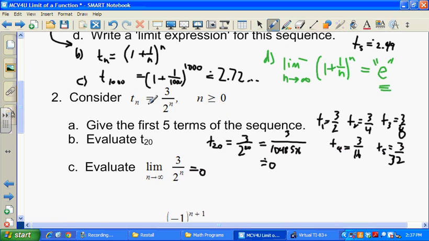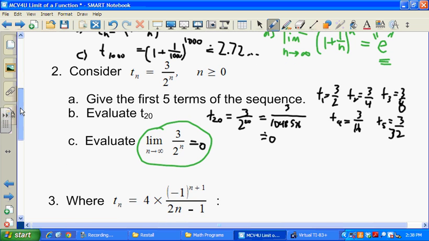The second one's pretty boring compared to this one that ends up with a nice new number e. It's just another sequence, and you write some terms and end up evaluating T20. (3/2)^20 is this awful decimal, and that's pretty close to 0. So when n is getting bigger and bigger, the limit as n tends to infinity, this bottom thing gets big, which makes the entire thing closer and closer to 0. So this limit evaluated is just 0.